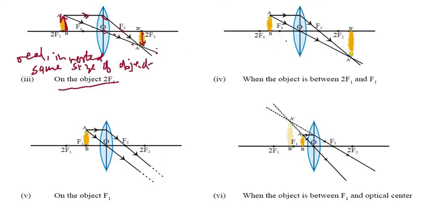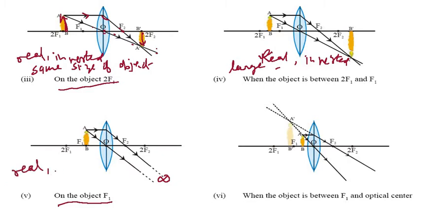Here you can say the image is larger, bigger. It is real here too, a real image is formed, and you can write: real image, inverted, and large size. So you can see here, when the object is at the focus F1, the image is formed at infinity and is highly magnified. So real, inverted, highly magnified.